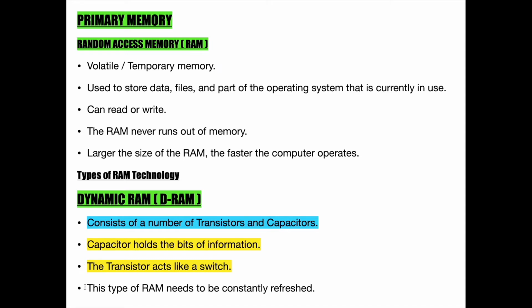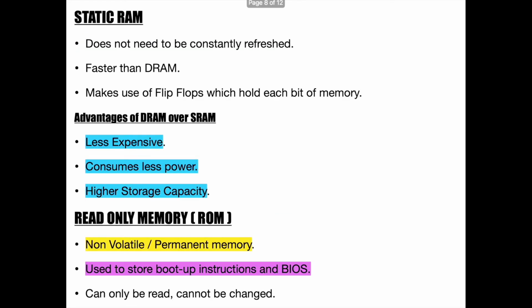This type of RAM needs to be constantly refreshed. The static RAM does not need to be constantly refreshed. The major difference between the static and the dynamic RAM is that the static RAM is faster and it uses flip-flops rather than capacitors to hold bits of information.